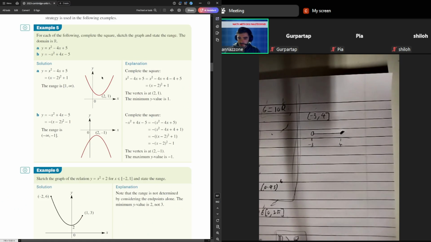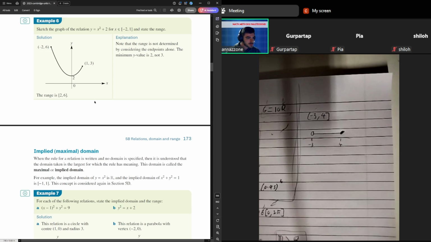Got a question here. Can we tackle some questions from Tech Free SAC 2 that involve domain range? Yeah, we can look at those. I'll just finish up what's going on here, and then we'll go through those ones instead.